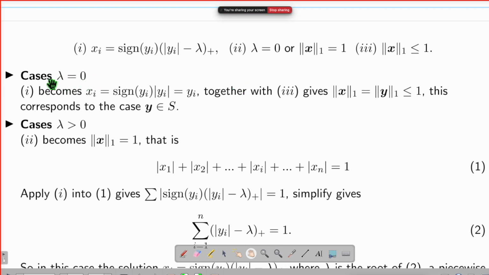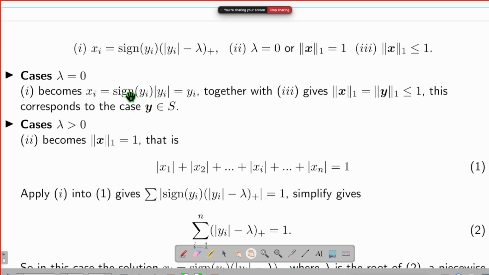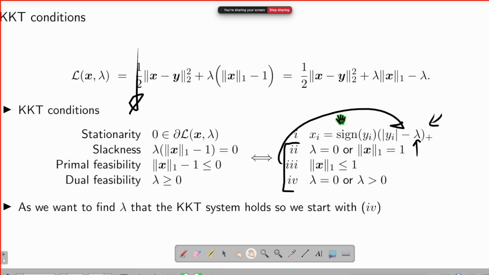So if lambda is 0, then this thing is gone. xi is just sign(yi) times the absolute value of yi. The absolute value is always positive, so I will have this. And sign(yi) times |yi| is yi, because this is the definition of sign. So xi is yi. Since this small line is always true, xi is yi, that means yi is smaller than 1.